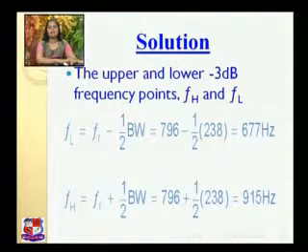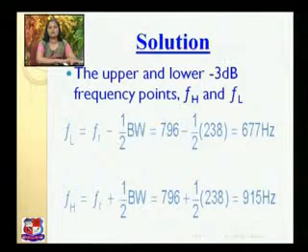Now upper and lower cutoff frequencies. The upper and lower minus 3 dB frequency points are FH and FL. First of all we are finding the lower cutoff frequency FL, which is equal to FR minus 1 by 2 BW. FR is our resonant frequency and it is 796. So it is 796 minus 1 by 2 into 238. 238 is our bandwidth. So your answer is 677 Hertz.